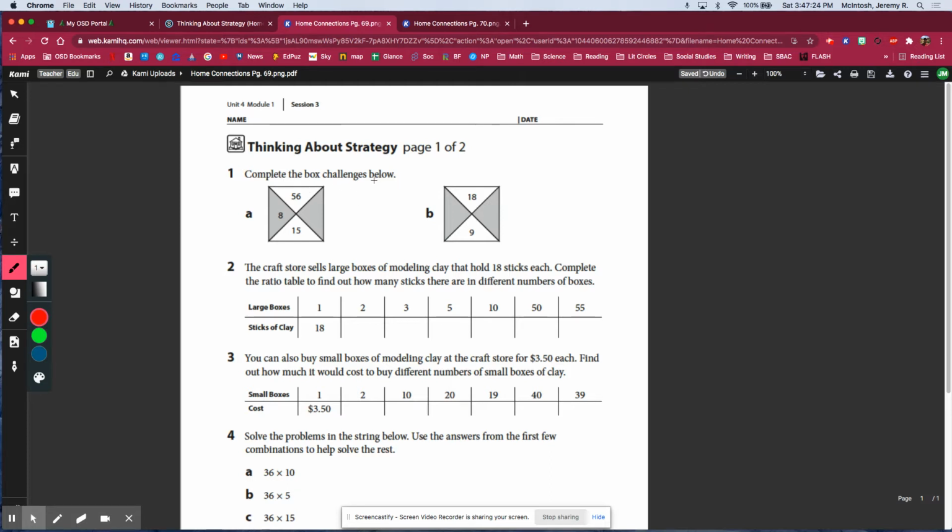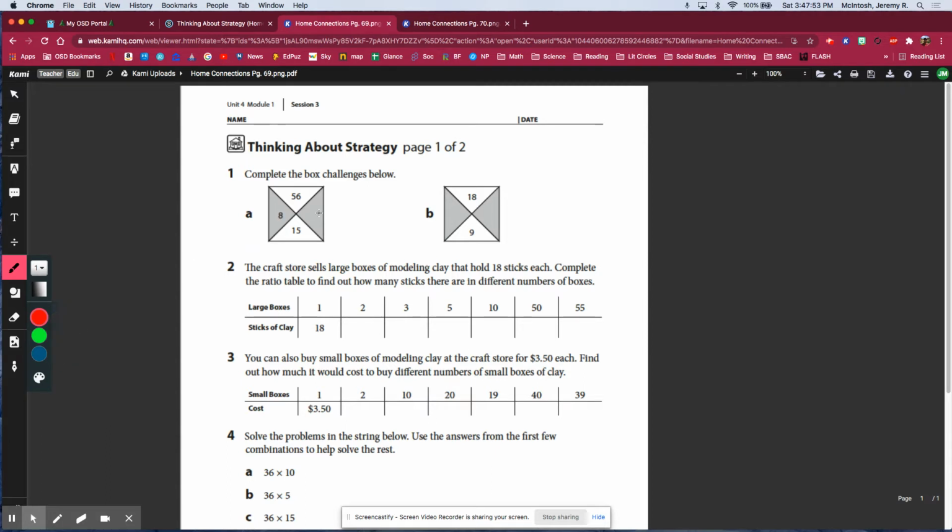When we complete these box challenges, we have to remember that the gray areas, when we add the two gray numbers together, they will equal our bottom number. And when we multiply the two gray numbers together, they equal our product, which is the top number. So this first one, we just have one gray area to fill in. So what plus 8 will give us 15? And those same two numbers, when we multiply them together, will also give us 56.